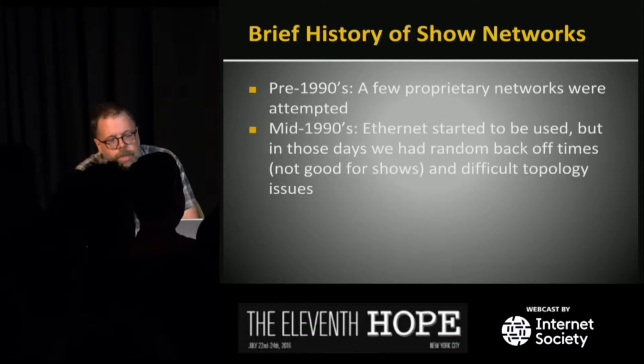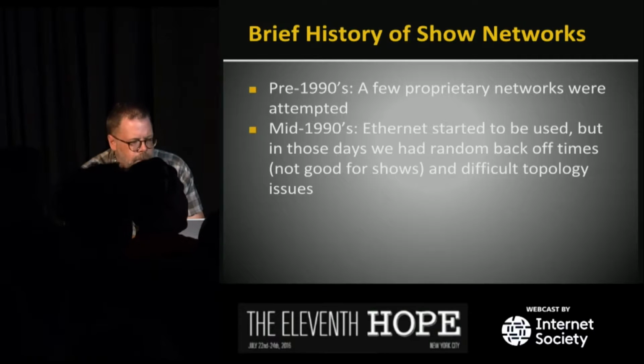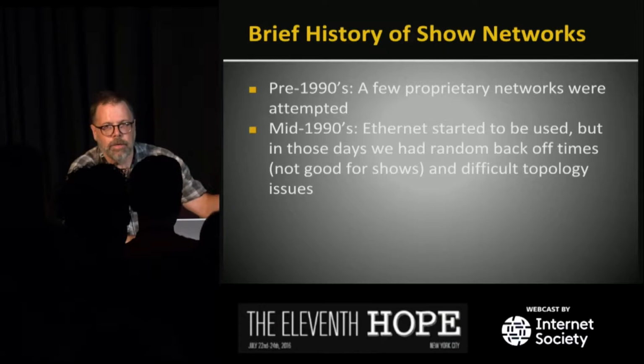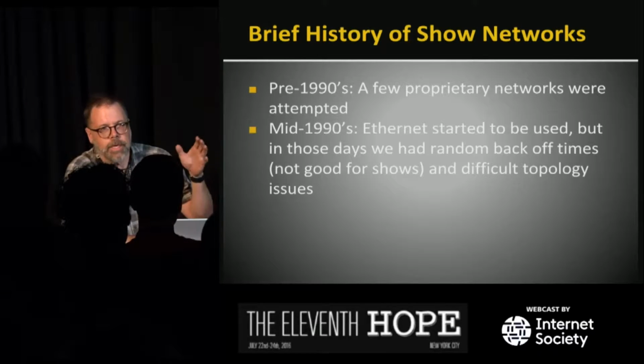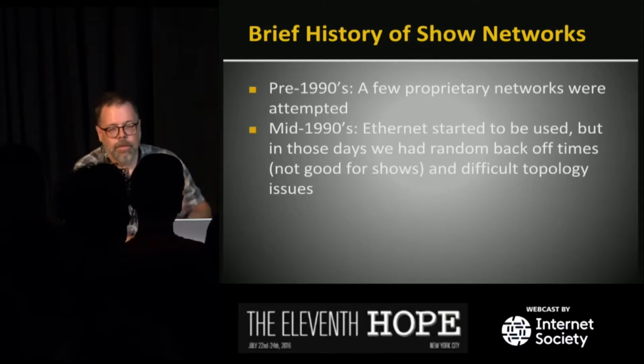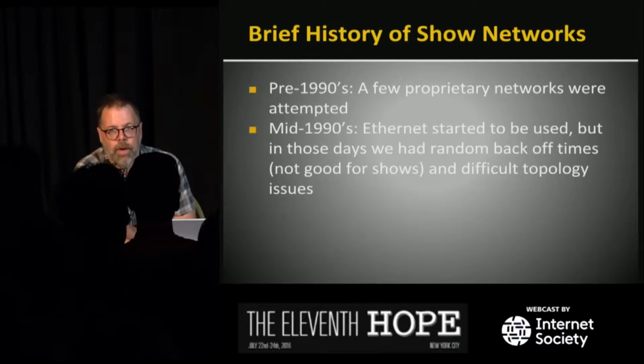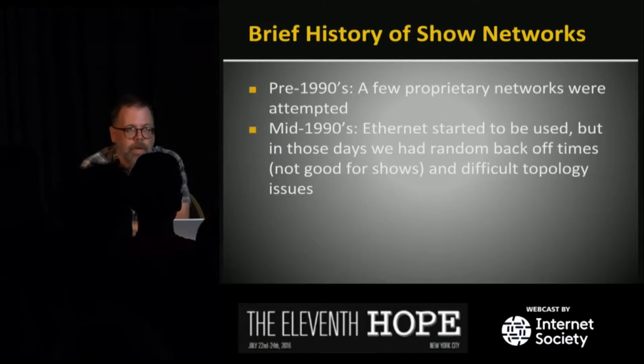The reason was that basic Ethernet has a built-in random back-off time after a collision, and we don't like random in our business. If we want the light cue to go now, we don't want it to go now today, and then a couple of seconds later tomorrow, and maybe 500 milliseconds the next day. If you're doing that on the magic show and you just gave away the trick, then you're fired. So we don't like things that are random in our business. Timing is very important for us. So Ethernet was not a great solution for that, but we ended up using it anyway.